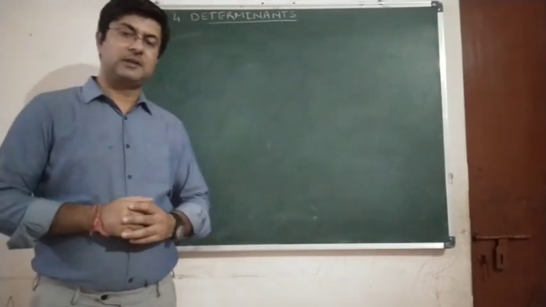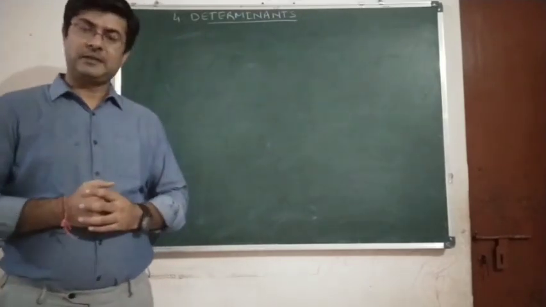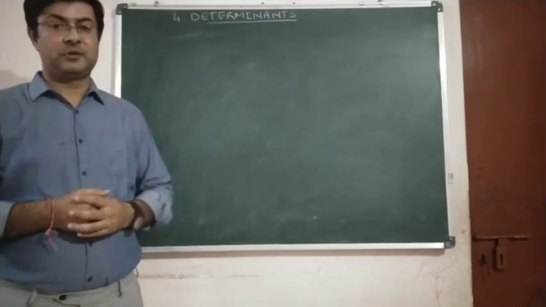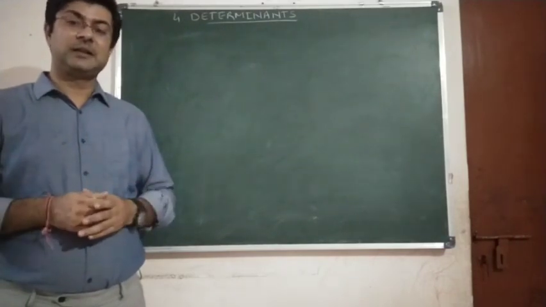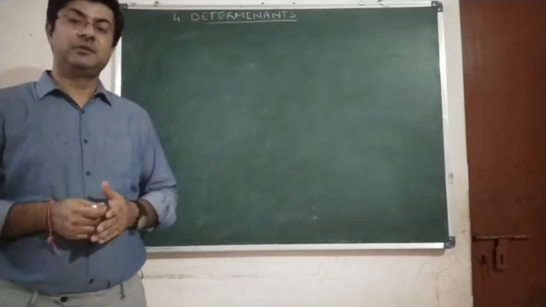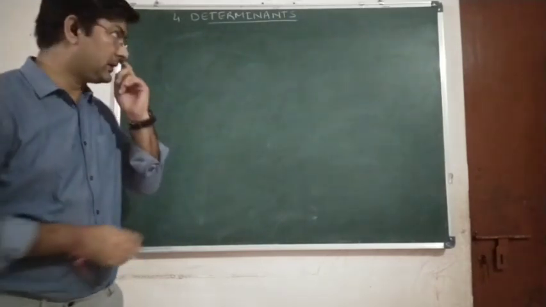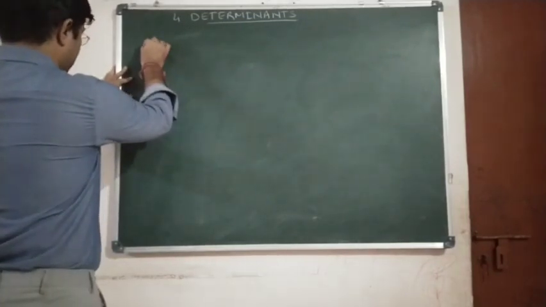Okay, now let us see what are determinants. Previously we have studied matrices. We know what is a square matrix. Now every square matrix can be associated with an expression or a number which is called its determinant. So let us write down the definition of the determinants.